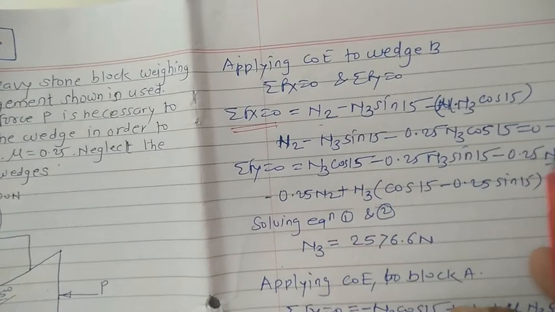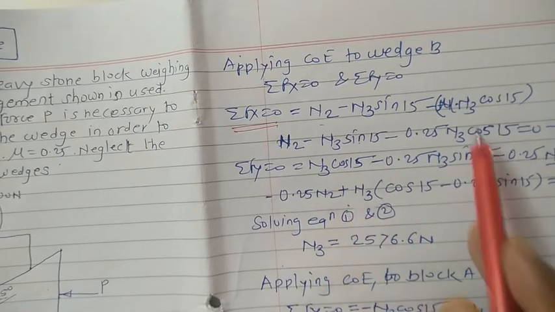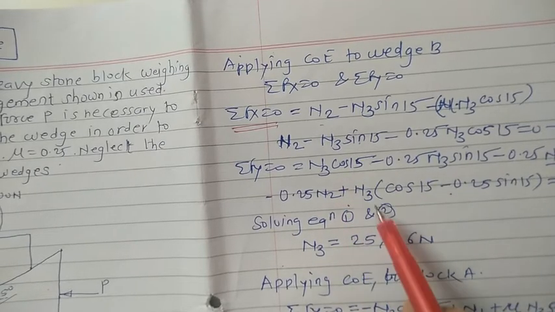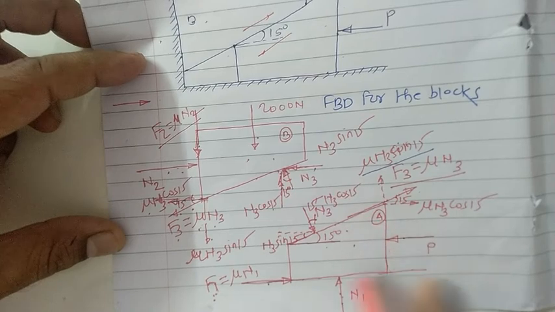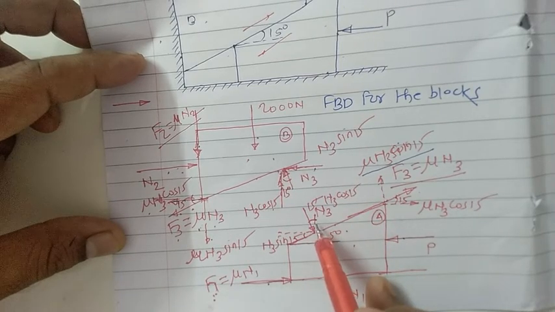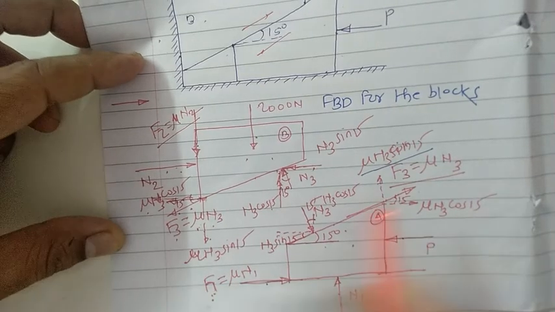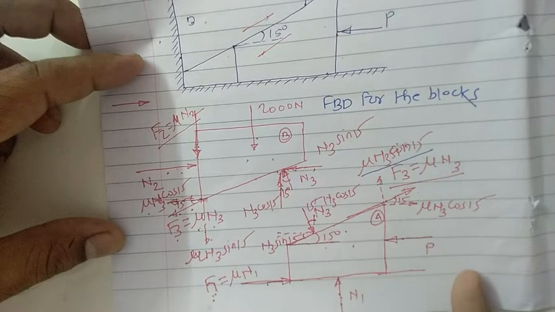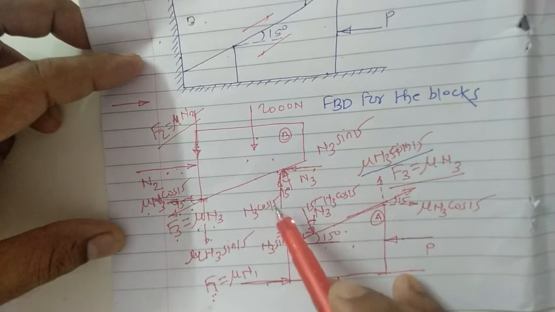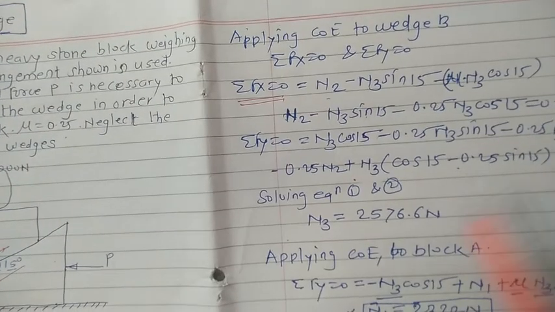Once we get this equation, solve equation number 1 and equation number 2 for n2 and n3. Now if you focus here, only n3 is sufficient for us to move towards the next one, because once we get the n3 value, we can get the value for P by considering the n2, n3, n1, etc. Only n3 is sufficient for us here.